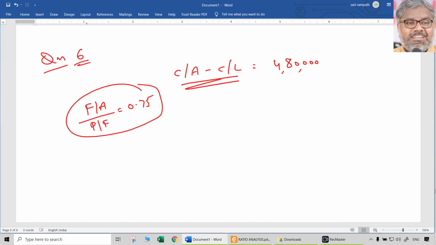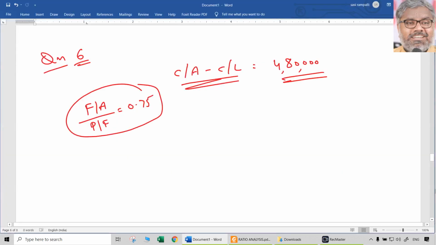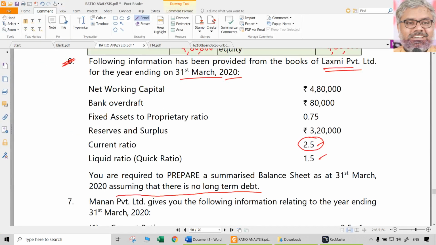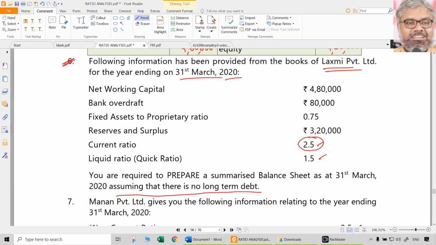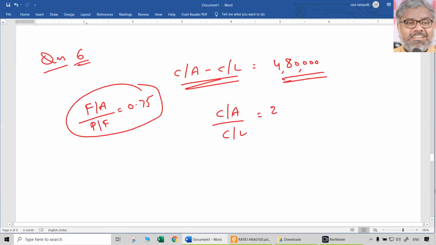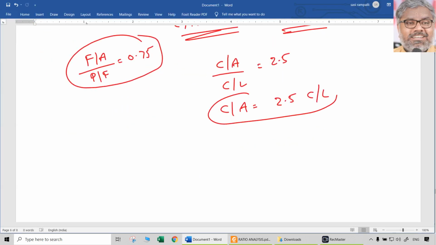So here, first of all, when current assets and current liabilities related data is given in the form of net working capital and current ratio, we can simply use these two things to break down how much will be current assets and how much will be current liabilities. Current assets divided by current liabilities is equal to 2.5. That's what is called the current ratio. In other words, current assets is equal to 2.5 times of current liabilities, isn't it? That is the same thing.